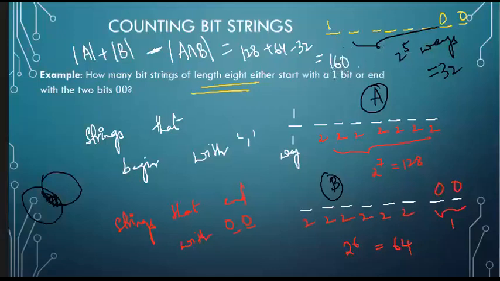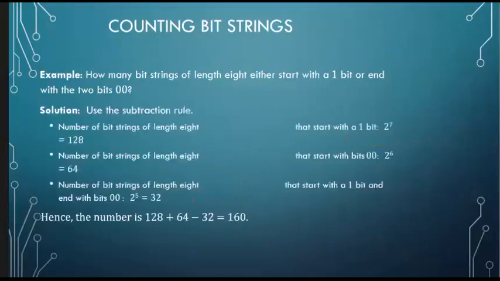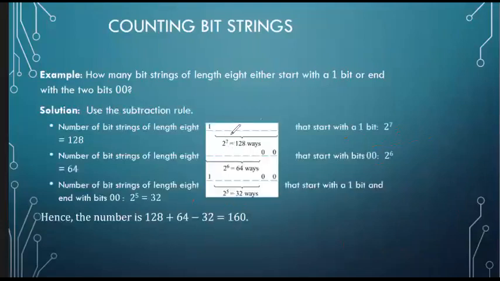Now let's recap the problem. The number of bit strings of length 8 that start with a 1 bit is 2 power 7 ways. The number of bit strings of length 8 that end with bits 00 is 2 power 6 ways. The ones which are being included twice, we have to remove. So this is the cardinality of A plus the cardinality of B minus A intersection B. This is the problem for the inclusion-exclusion principle.